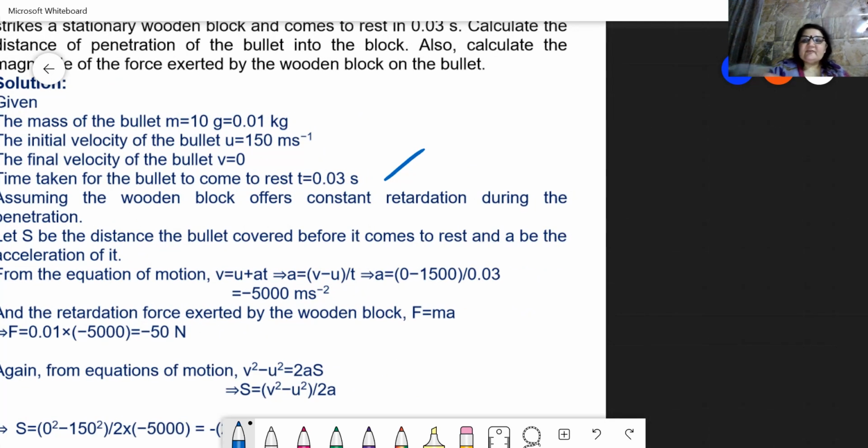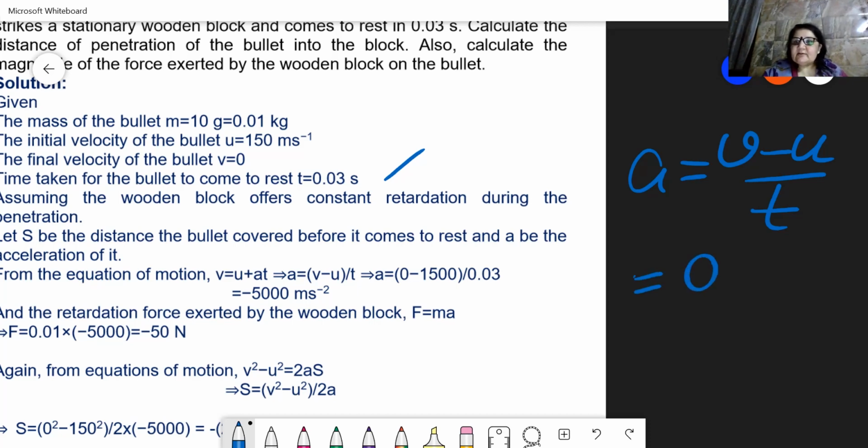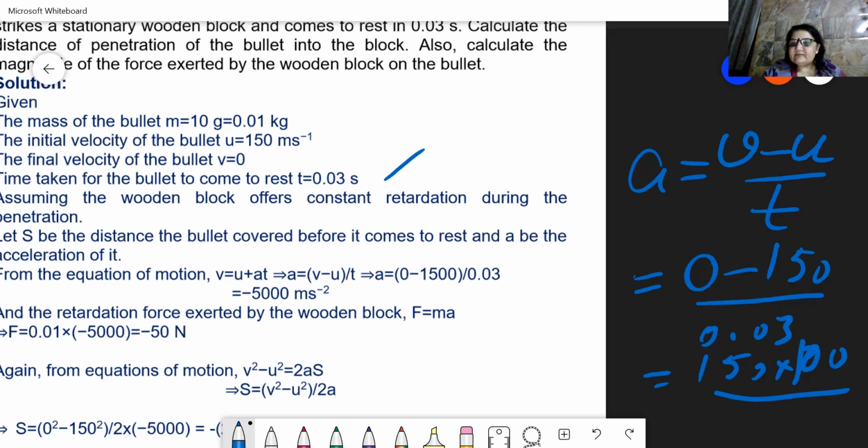If you want to find the value of a, you can do it directly. a is equal to (v minus u) upon t, because we know acceleration is the rate of change of velocity. You can put the values here: 0 minus, what is u? It is 150, divided by time taken. Time taken is 0.03. To simplify, remove the decimal and multiply by 100 here, so 3 fives are 15, and you can see our answer is minus 5000 meter per second square.